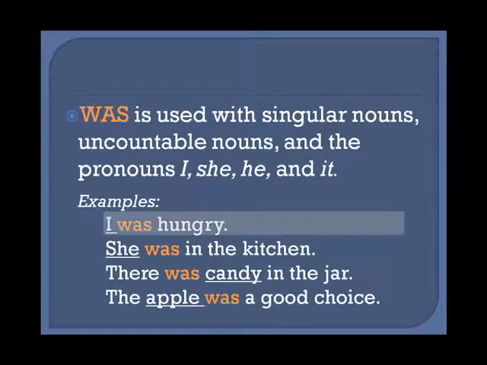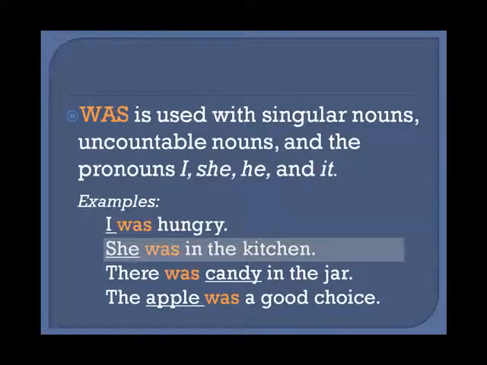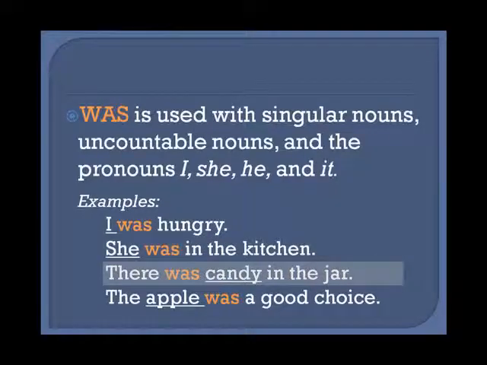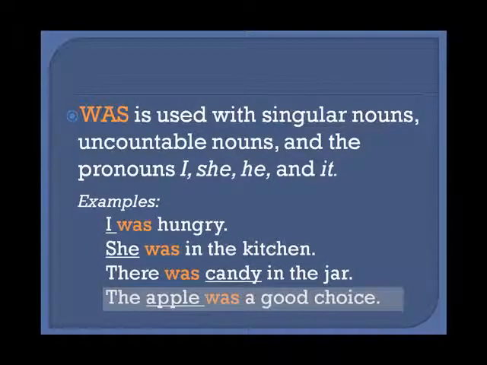Examples: I was hungry. She was in the kitchen. There was candy in the jar. Candy is an example of an uncountable noun. The apple was a good choice. This is an example of a singular noun.